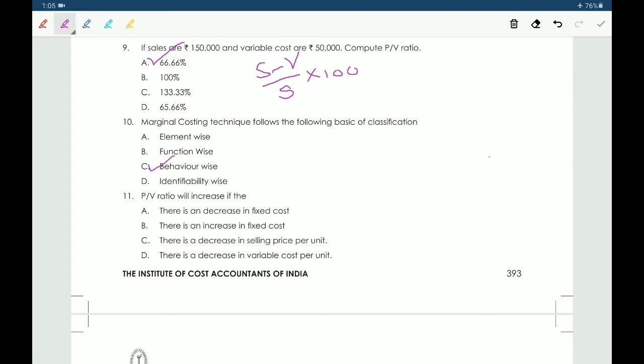Okay, next 11th one, PV ratio will increase if option A, there is a decrease in fixed cost, B, there is an increase in fixed cost, C, there is a decrease in selling price per unit, D, there is a decrease in variable cost per unit. So the answer is D. If there is a decrease in variable cost per unit, PV ratio increases. PV ratio means contribution increased. If variable cost decreases, PV ratio increases because contribution increases.